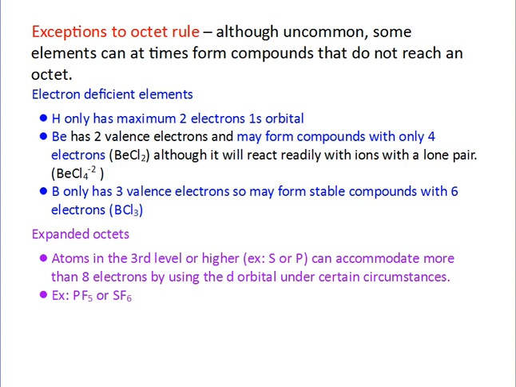Exceptions to the octet rule, just go ahead and write these down. There are a few exceptions. We're not going to be using these heavily other than hydrogen. You're going to use hydrogen a lot. Maximum of 2 electrons. So it only needs to have 2, not 8, in its outside orbital.